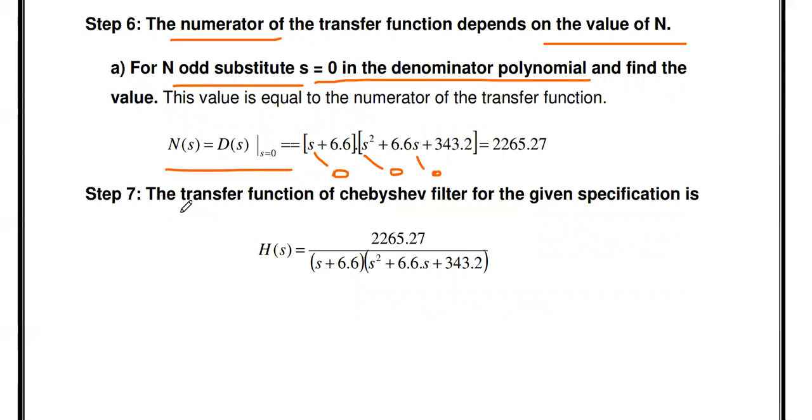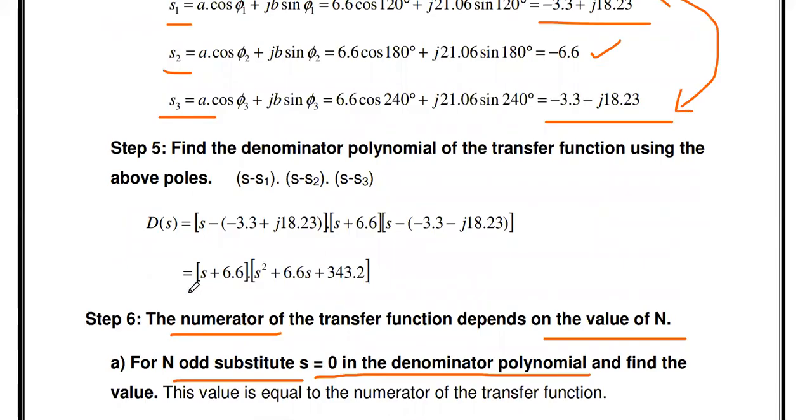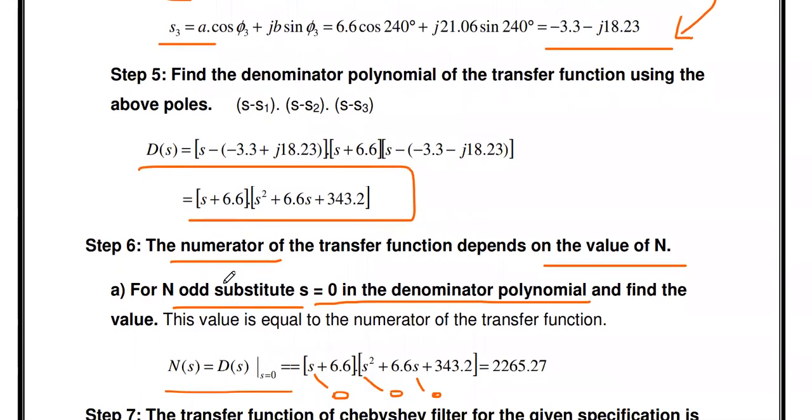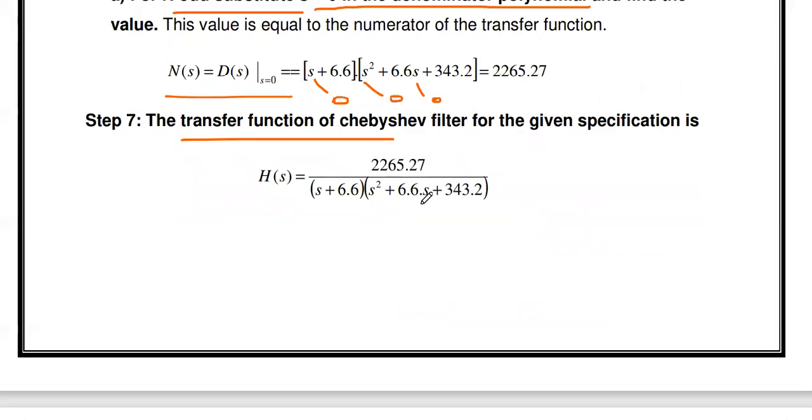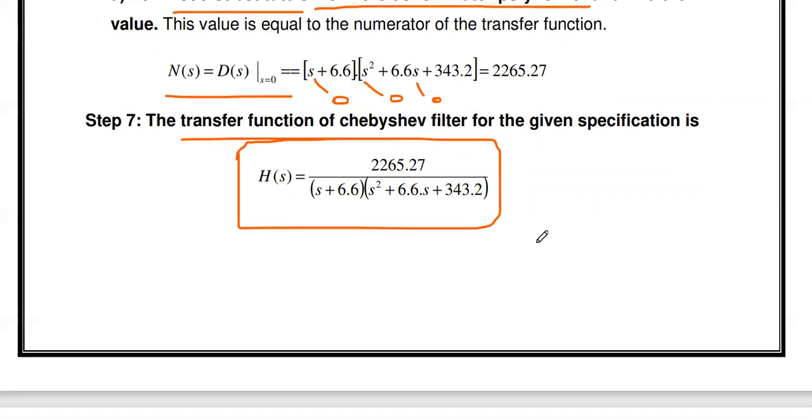So the last step, we have to find the transfer function. So what is the transfer function? It is nothing but the numerator polynomial divided by the denominator polynomial. So the numerator is 2265.27, divided by the denominator polynomial from step number 5. Okay, this is the denominator polynomial, s plus 6.6 into s squared plus 6.6s plus 343.2. Okay, so this is the transfer function of our Chebyshev filter for the given specification. So these are all the design steps to be followed in order to design the analog Chebyshev filter.